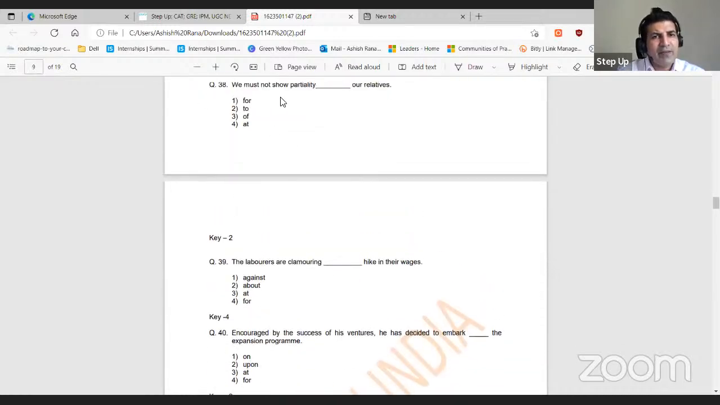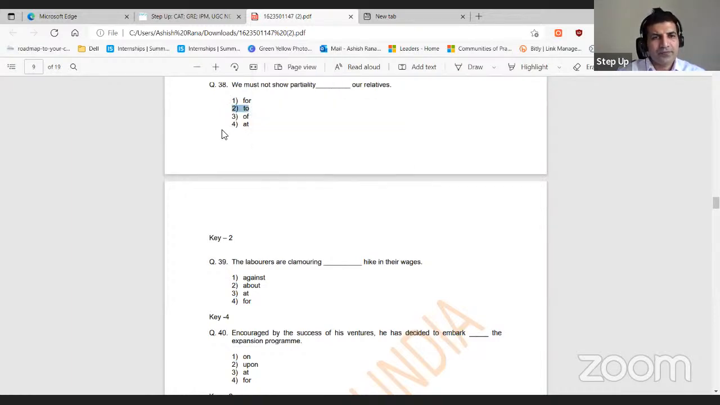Then, we must not show partiality dash our relatives. For example, if my relative is in this class, it should not be that I only focus on him or her. I should focus on all students equally. I should not be partial. So it says we must not show partiality, not for our relatives. It is always to relatives, partiality towards our relatives, not of our relatives or at our relatives. So the second option seems to be the best option.